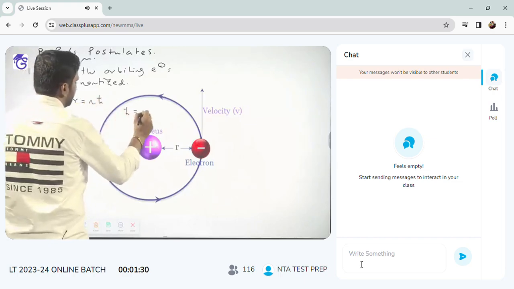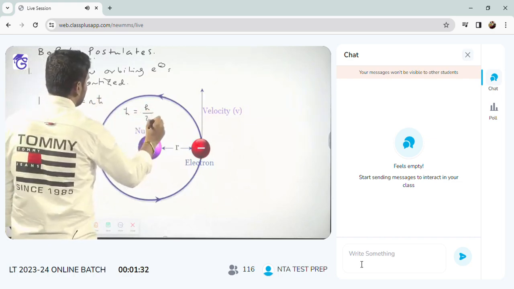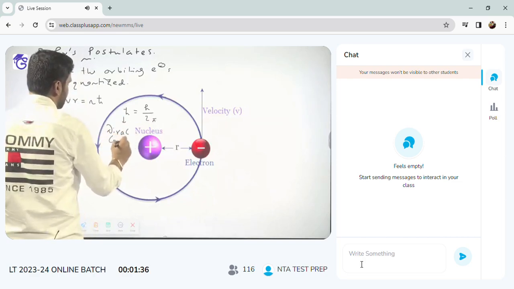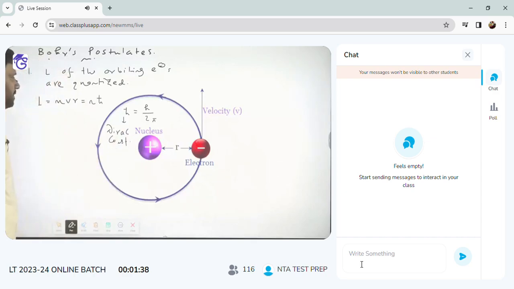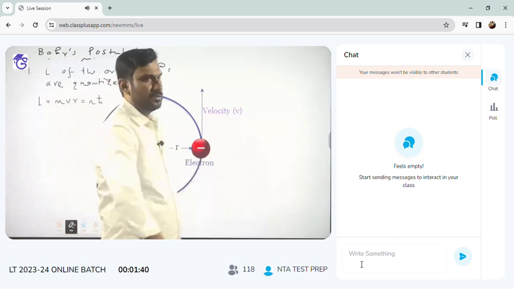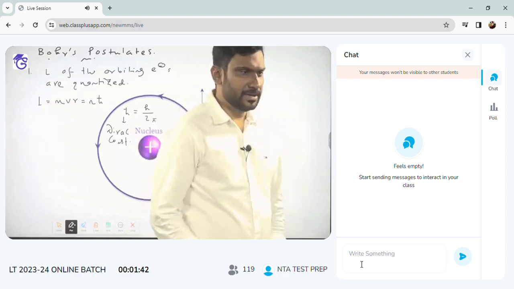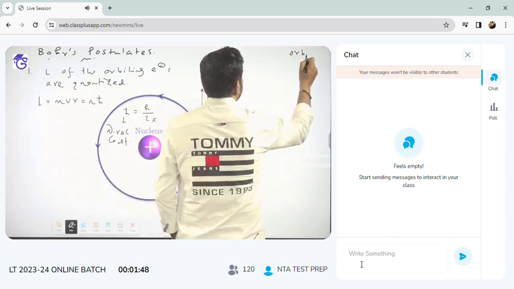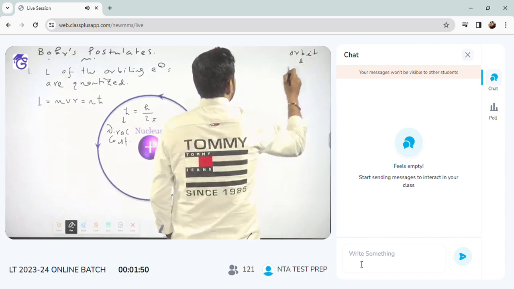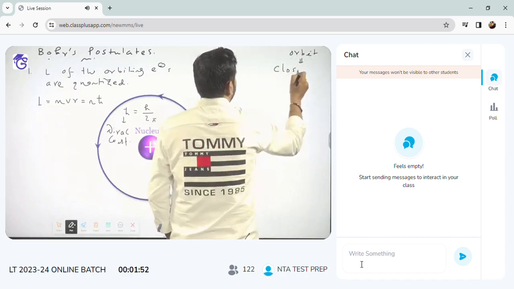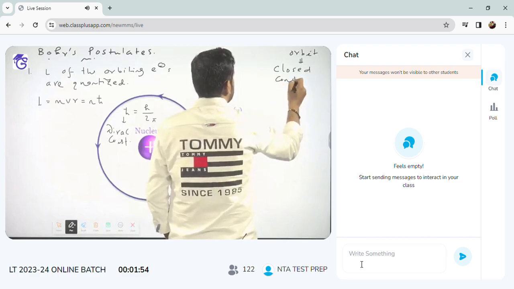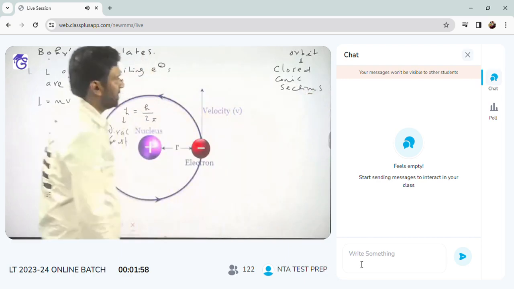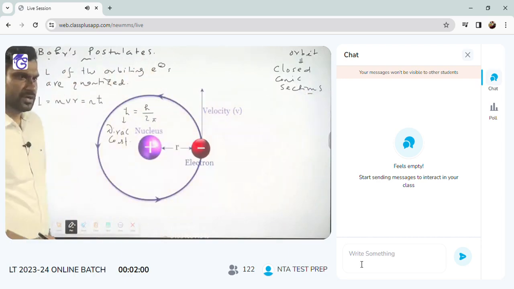Here h cut is what? h cut is equal to h by 2 pi. h cut is referred to as the Dirac constant. So considering the circular orbit, orbits are generally closed conic sections. So the proposal is that orbits will be closed conic sections.